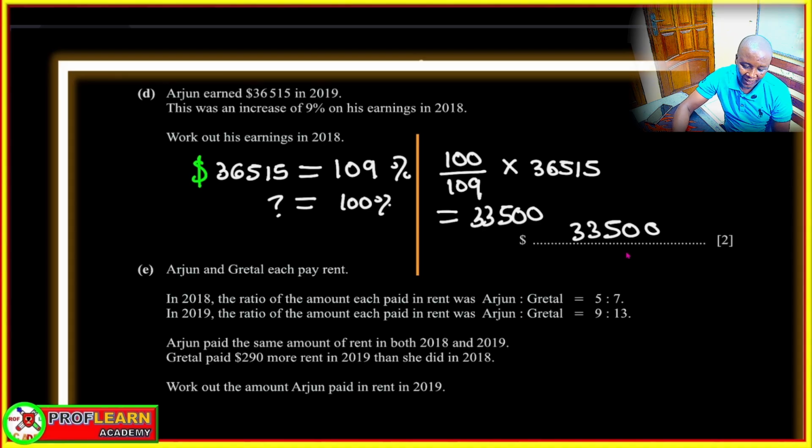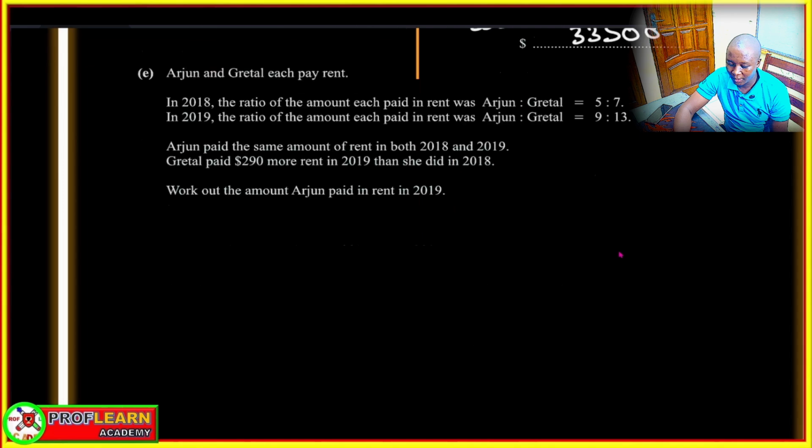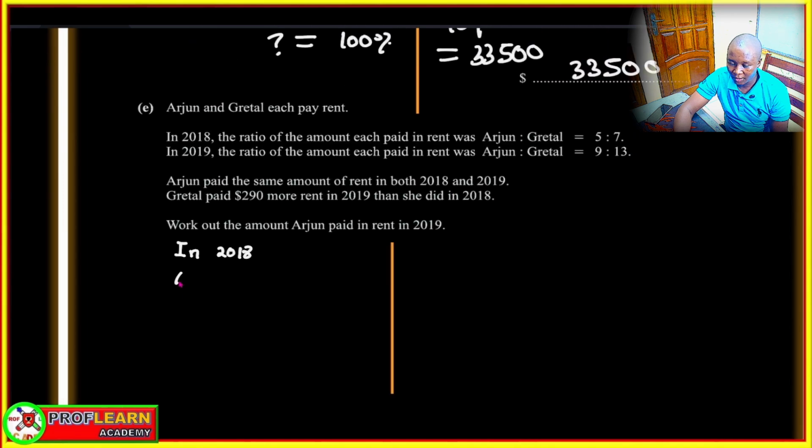So let's work it step by step. I'm going to take you slowly so that you can understand how to solve questions that look like this. The first thing we're going to look at is 2018: what was the rent of Aljun and what was the rent of Gretel? In 2018, Aljun ratio Gretel was 5:7. Let's say Aljun had 5x, then Gretel will have 7x. Okay?